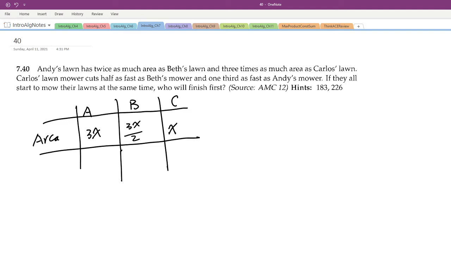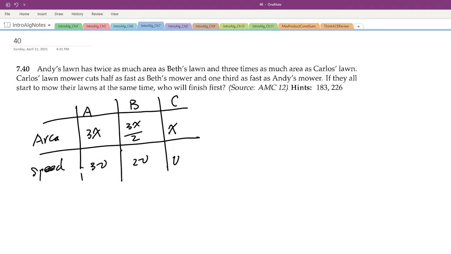The Carlos lawnmower cuts half as fast as Beth's lawnmower, right? So Carlos is V, then Beth's is 2V, the speed, okay? And 1/3 as fast as Andes. It's 3V. So if they all start mowing their lawn at the same time, who will finish first?